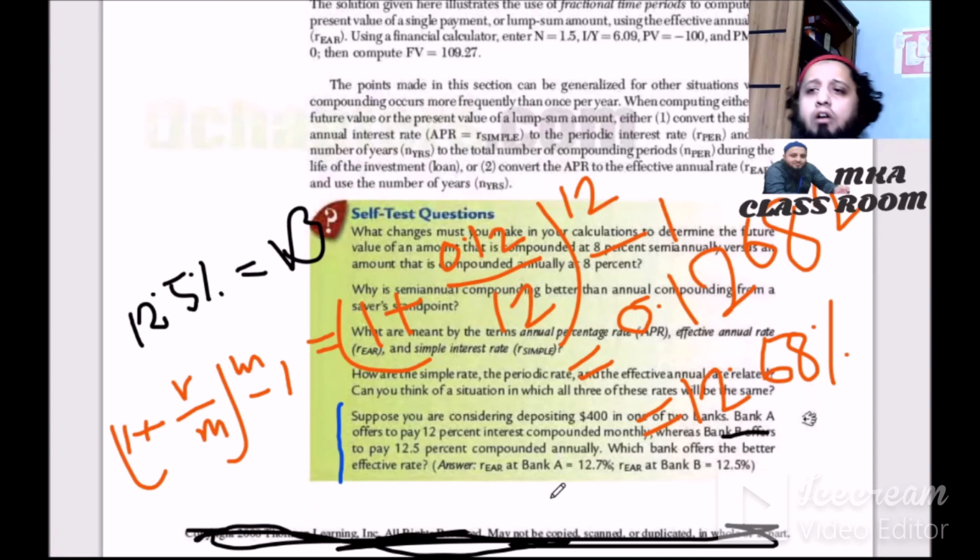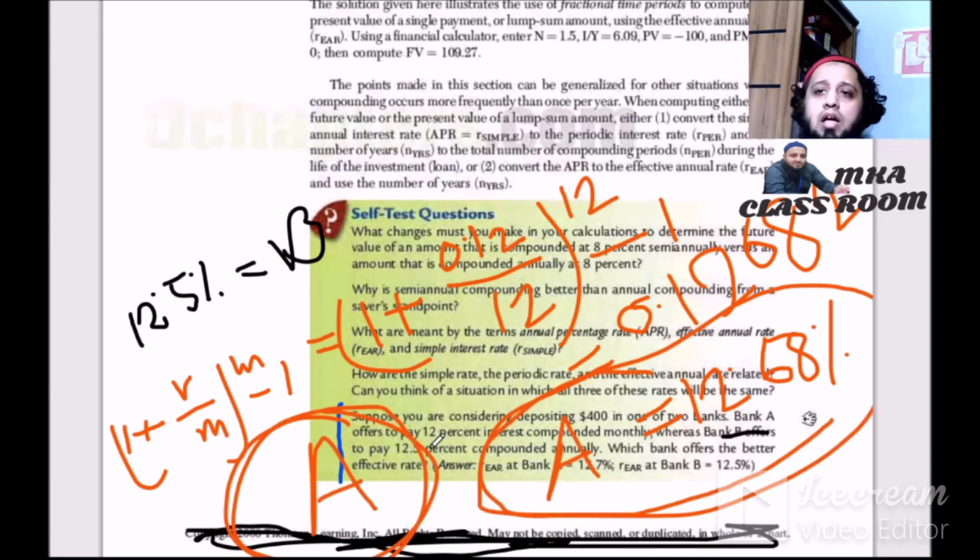Do you understand? Bank A provides 12.68% and bank B provides 12.5%. So A obviously provides you more interest, and you can deposit your fund in bank A.